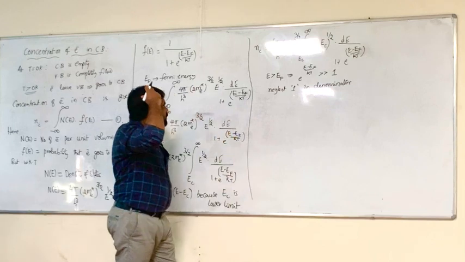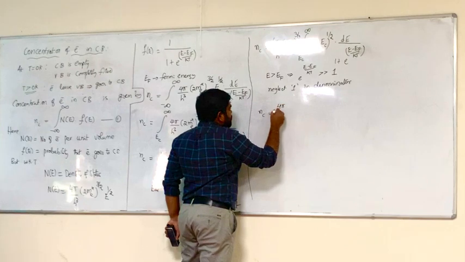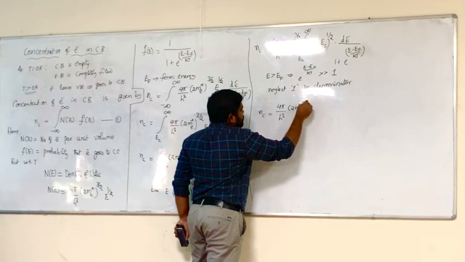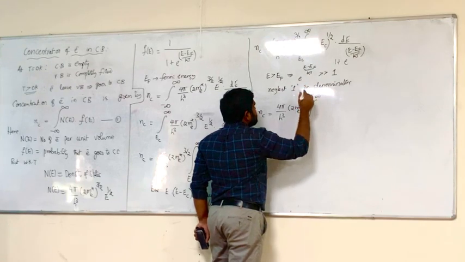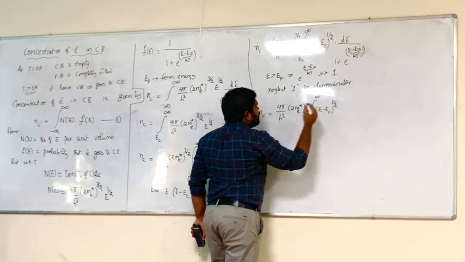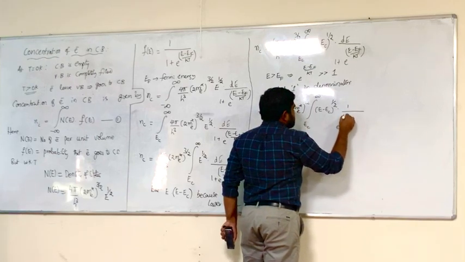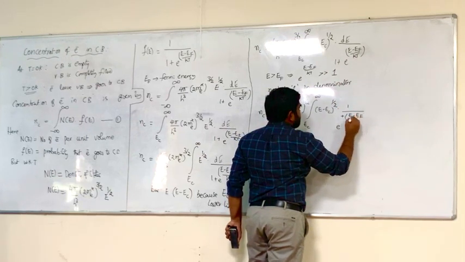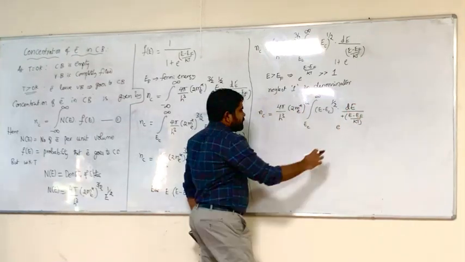If we neglect 1 in the denominator, what happens? Nc is equal to 4π/h³ (2m_e*)^(3/2), right? Integral from Ec to infinity (E minus Ec)^(1/2) into 1 by e to the power (E minus EF) by kT, dE. I mean differentiation with respect to E.